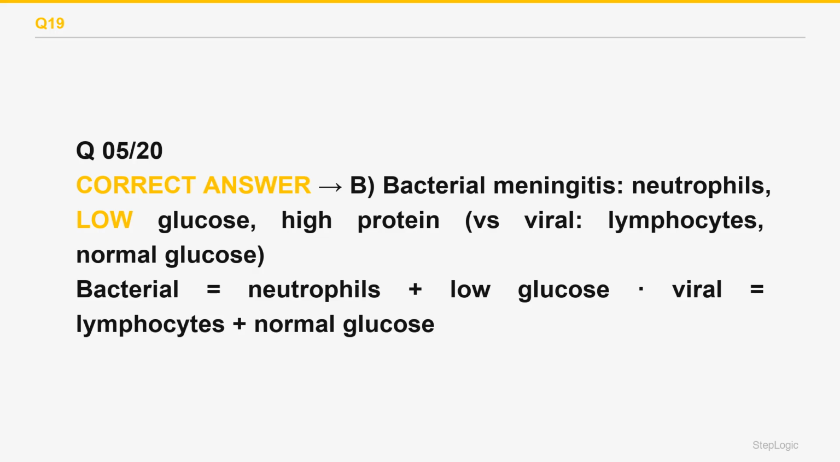Memorize the CSF patterns by cause. Bacterial: neutrophils, low glucose, high protein. Viral: lymphocytes, normal glucose, normal to mildly high protein. Fungal: lymphocytes, low glucose, high protein, yet a slower, more indolent course. The glucose and cell type are the key discriminators. Low glucose with neutrophils means bacterial. The neutrophilic, low glucose, high protein CSF indicates bacterial meningitis.